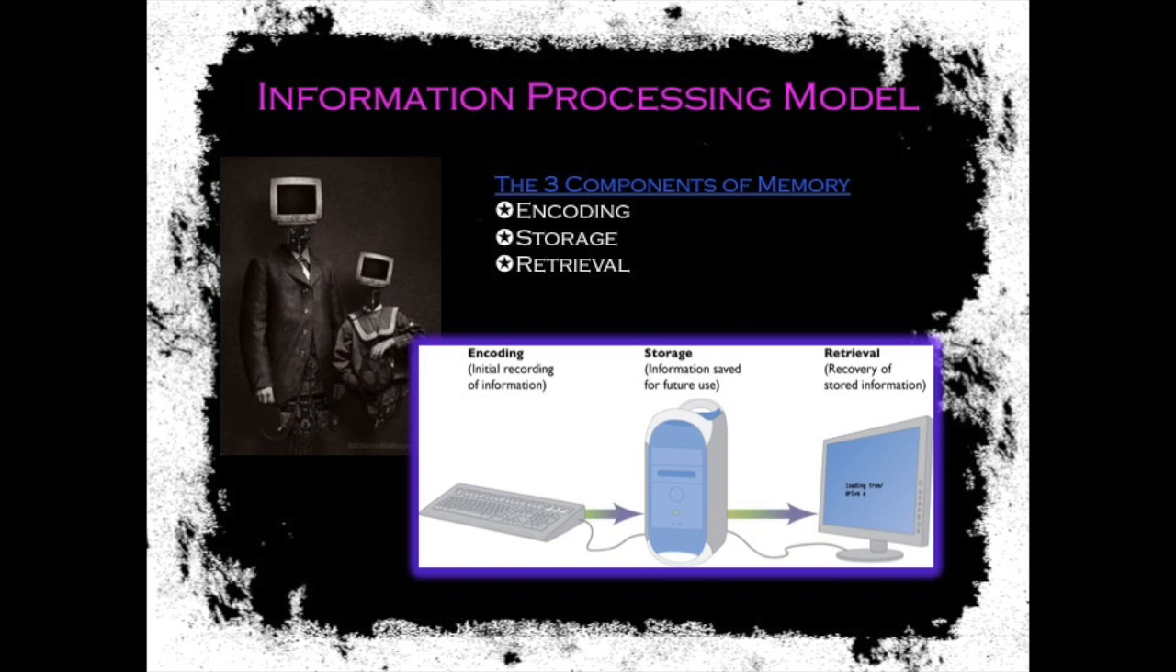And when you want to obtain that information for future use, you would go into the retrieval aspect of memory, which is recovery of stored information. And that would be analogous to how the screen works on a computer. In the same way that you can retrieve information from storage in memory and then view it in your mind's eye, you can retrieve information from a hard drive and then view that information on the screen of a computer.